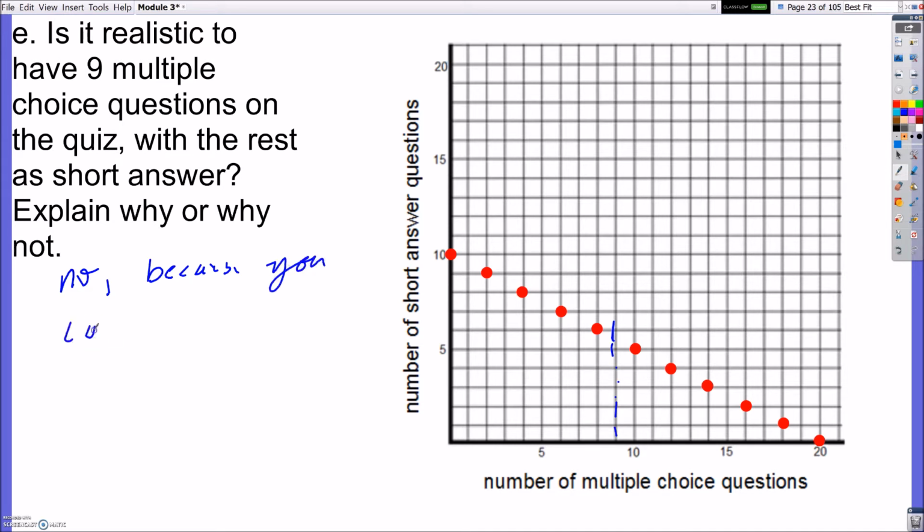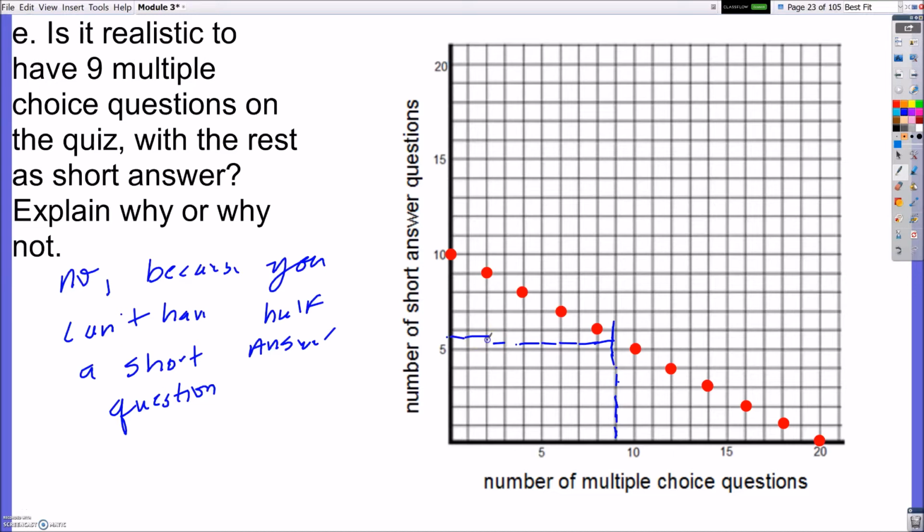So no, because you can't have half a short answer question. And if you notice, that would be shown right here. So if you have 9, this is where the line would be. We scroll over. It's saying we'd have about like 5.5 short answer questions. And obviously that's not possible. All right, so let's go ahead and look at the next question.